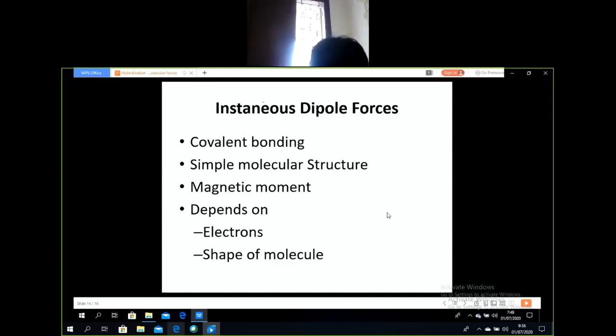What does it mean? If more electrons, then the instantaneous dipole increases. If the instantaneous dipole increases, the boiling and melting point increase. Also, similar to the shape of the molecule, there is an area of close contact between molecules that affects the instantaneous dipole forces of the molecule.